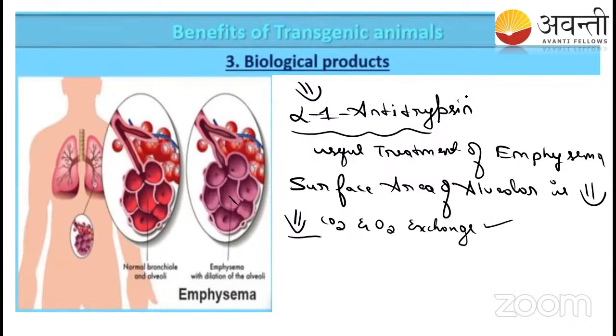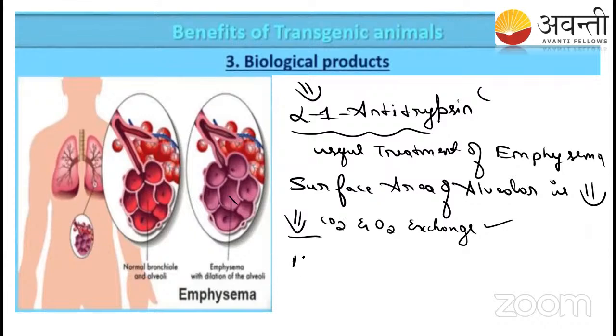Now biologically, by using the transgenic animal, by inserting the antitrypsin gene in the animal, they get the antitrypsin protein. They have utilized it for the treatment of emphysema. So this is one of the examples.